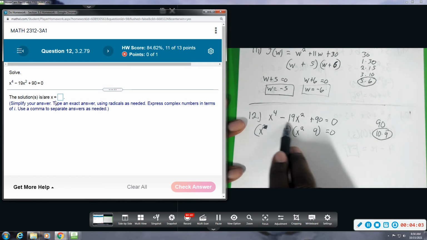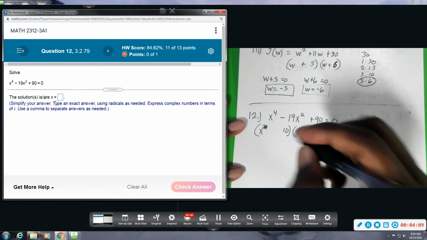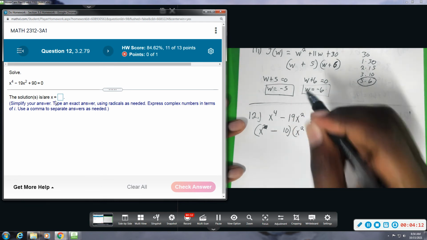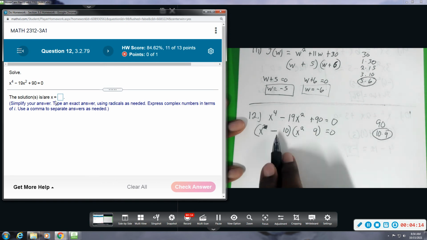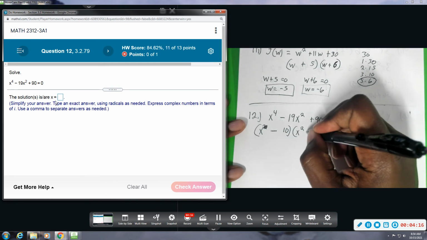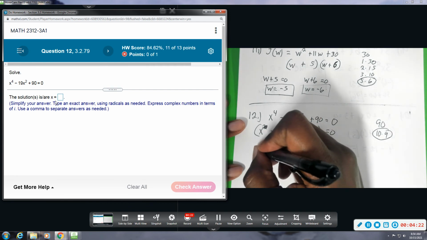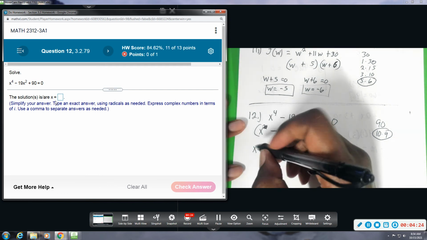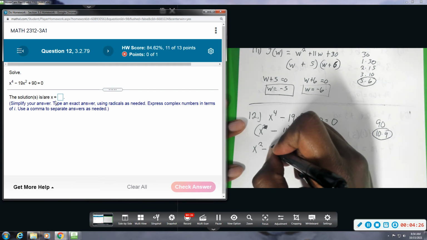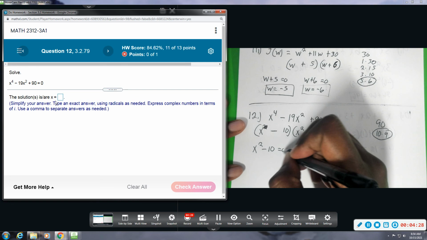And then going left to right, the bigger sign will be negative, so that will be the 10. And then this one tells me they're both the same. So this one will also be a negative. Now, from this point, we're going to set them equal to 0 and solve. So I have x squared minus 10 equals 0.